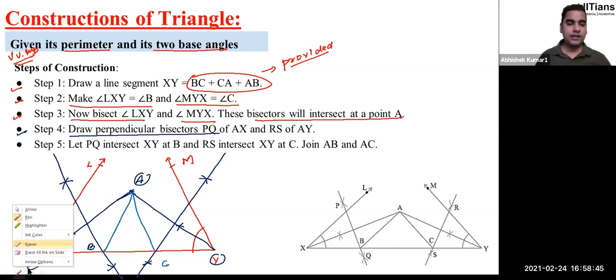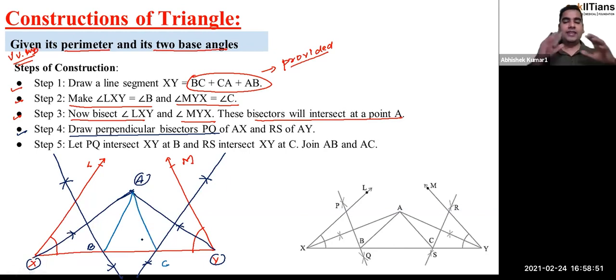One second, let me join A and C once more. Okay, so in this triangle ABC that we got, automatically this value will be equal to the value that you were provided in the problem. And if you add the length of AB, the length of BC, and the length of AC, that will be equal to the value that you have been provided in the problem. Like no other change will be there.